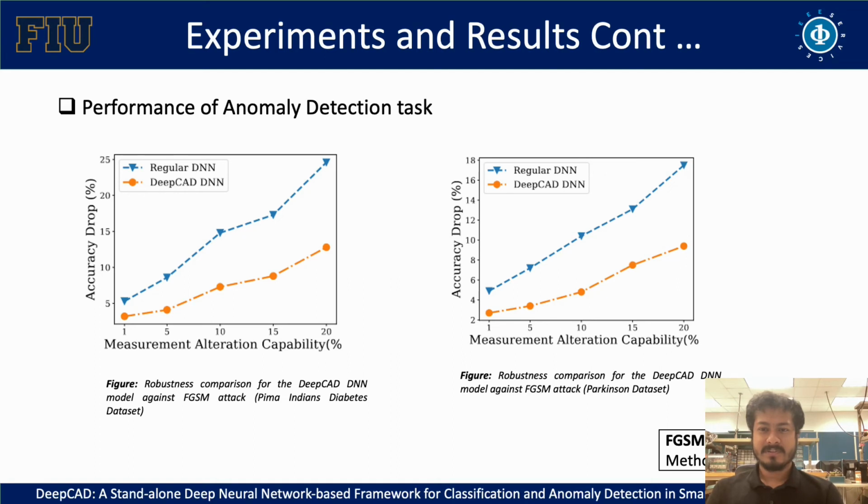We evaluate the robustness of the DeepCAD deep neural network model by assessing the performance of the model against adversarial machine learning based adversarial samples. Here we considered the fast gradient descent method as the adversarial machine learning based attack. Here we use accuracy drop as the performance metric for robustness analysis. The adversarial samples are generated from a regular deep neural network model with different attackers' capability. It can be clearly seen that the accuracy drop of the DeepCAD deep neural network model is significantly less than the regular deep neural network model.